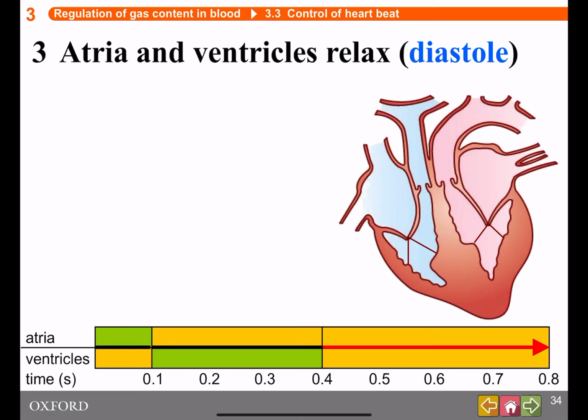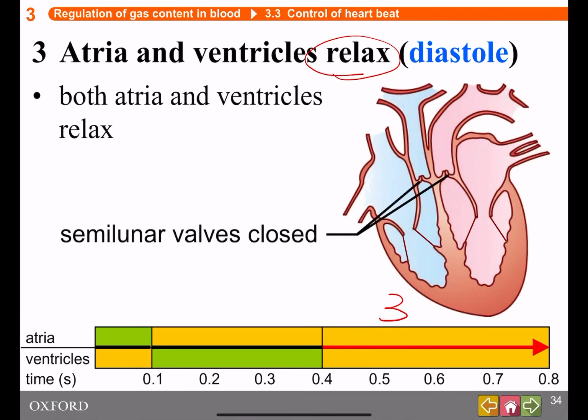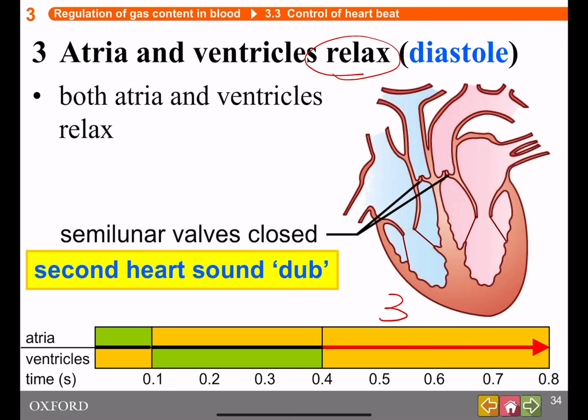And the third stage is called the diastole. Diastole refers to relaxation. Both the atria and the ventricles will relax at this stage. And at this stage, the semilunar valves will be closed due to the pressure difference, because the pressure in the two arteries is now higher than that of the ventricles, causing the closing of the semilunar valve, and this causes the second heart sound.